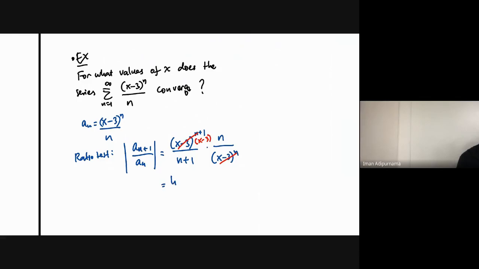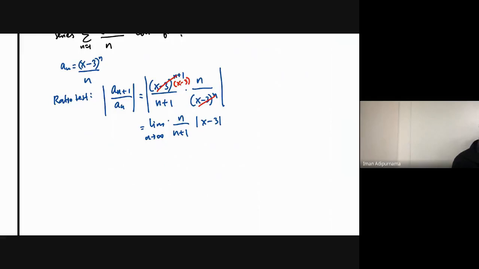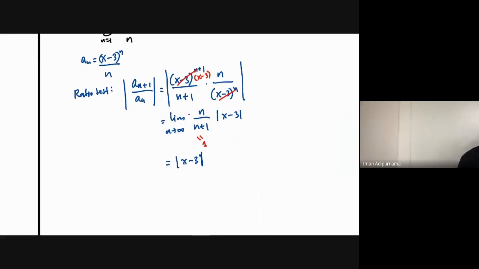So, don't forget the limit as n goes to infinity, and this n over n plus 1, and then having the x minus 3. It's having the absolute value there. Okay. So remember that this limit is 1, right? So the answer is the absolute value of x minus 3 as n goes to infinity. Okay. So to be converged, this value needs to be less than 1.